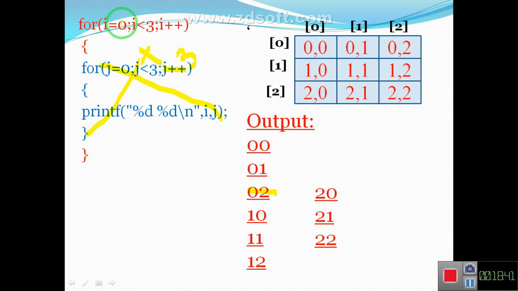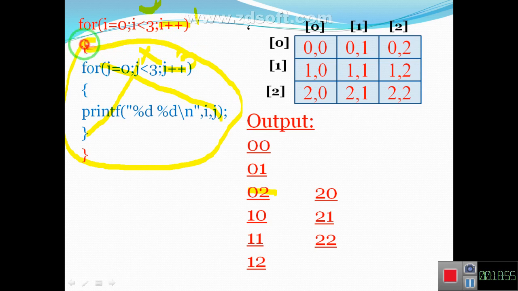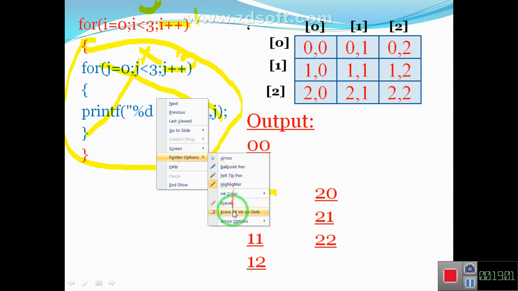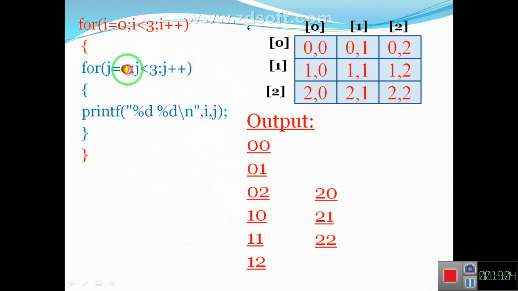Already the i value is 0. Now we are incrementing it to 1, so now the i value becomes 1. The condition is true, so it is going to enter inside the body of the i for loop. Again initially j is 0. So the i value is right now 1, the j value is 0: 1, 0.